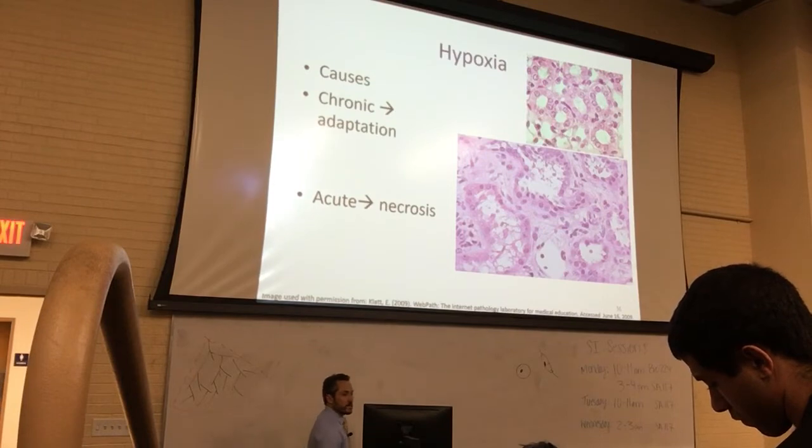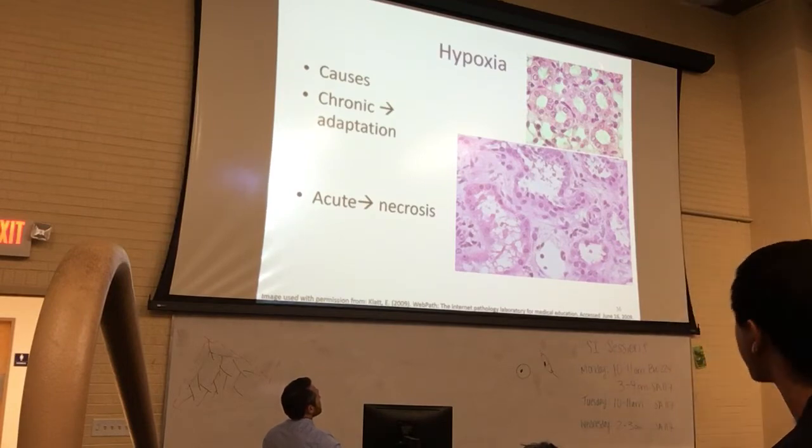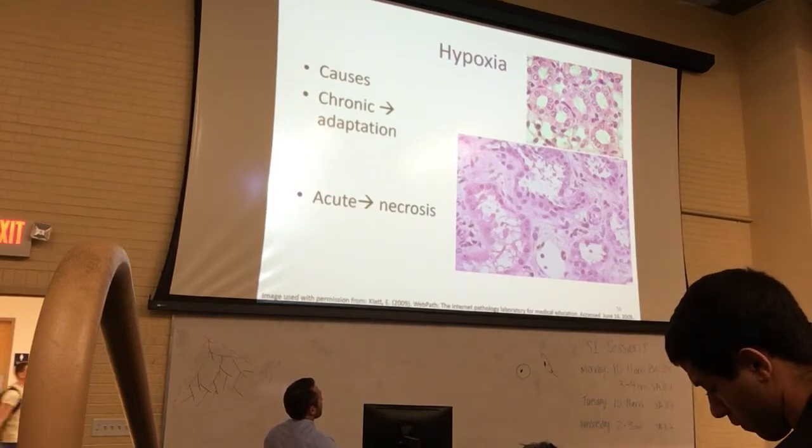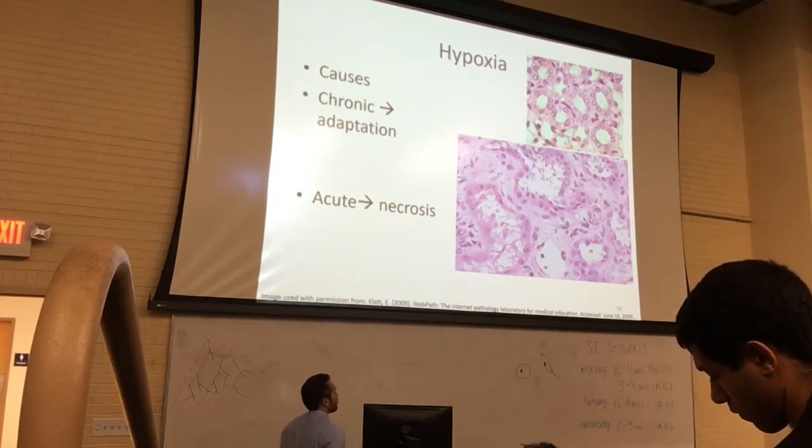Okay? So we've seen these adaptations. We're back to our kidney tubule example, remember? So these are our renal tubules, and we see that we reduce blood flow and we start getting necrotic changes. And we get adaptations that take place over time.